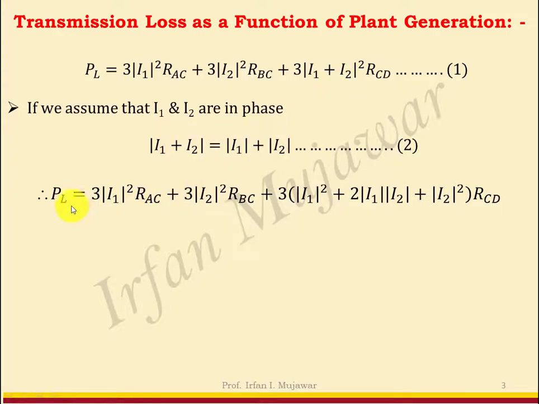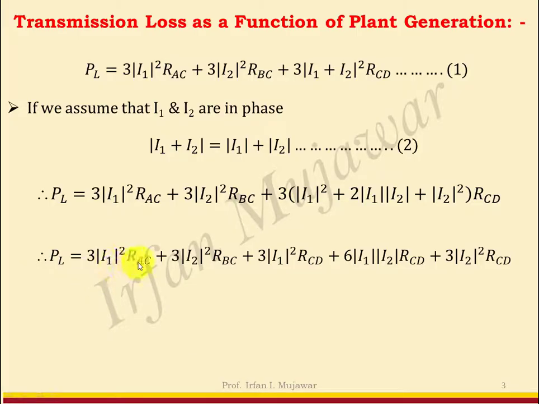So using that property, we can write PL equal to 3 I1 square RAC as it is, plus 3 I2 square RBC as it is, plus 3 times the square of this, which is I1 square plus 2 I1 I2 plus I2 square, into RCD. Now let us simplify this. So PL equal to 3 I1 square RAC plus 3 I2 square RBC plus 3 I1 square RCD plus 6 I1 I2 RCD plus 3 I2 square RCD.